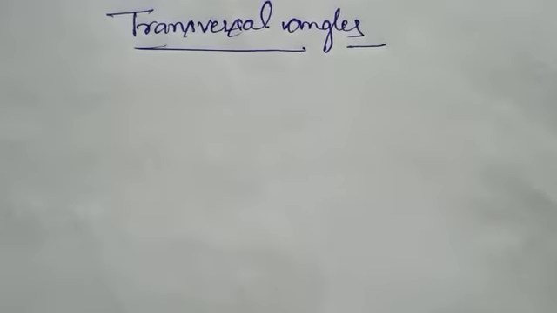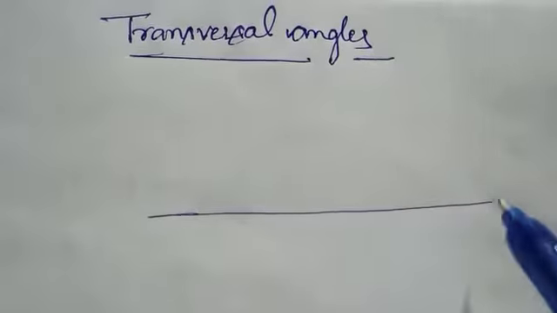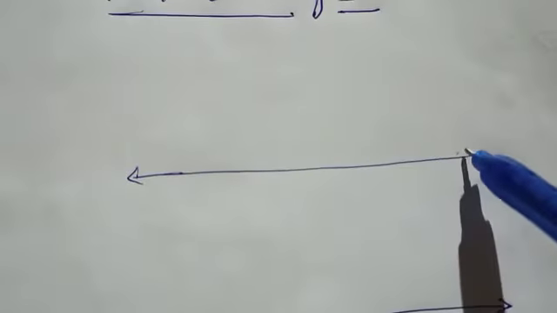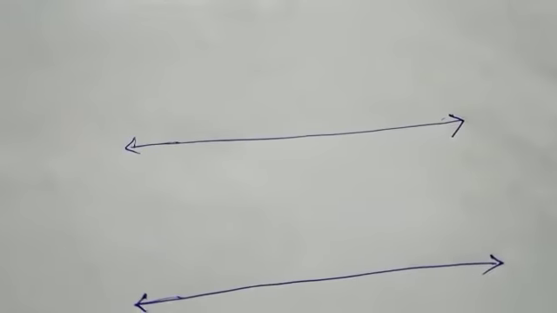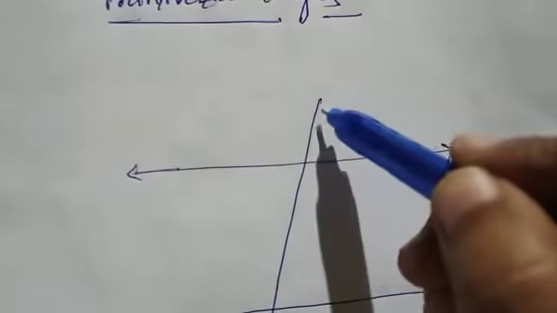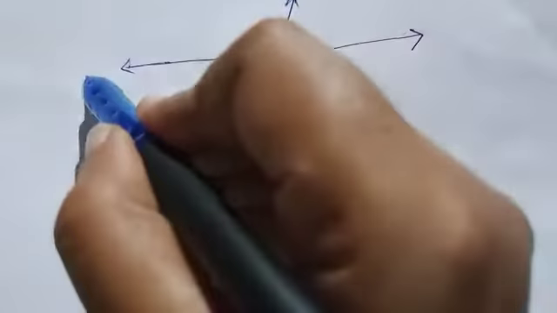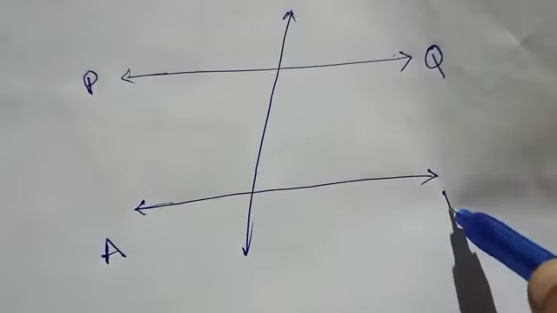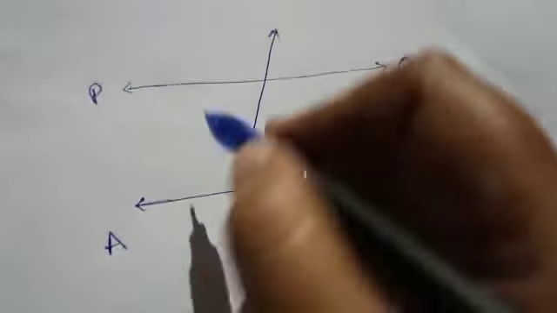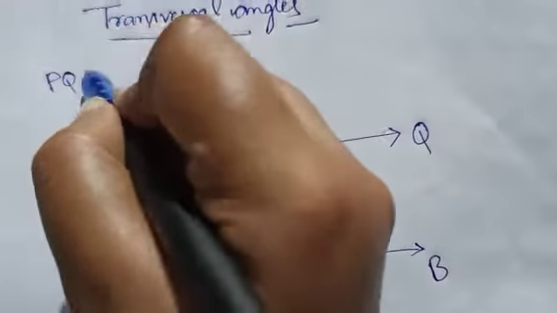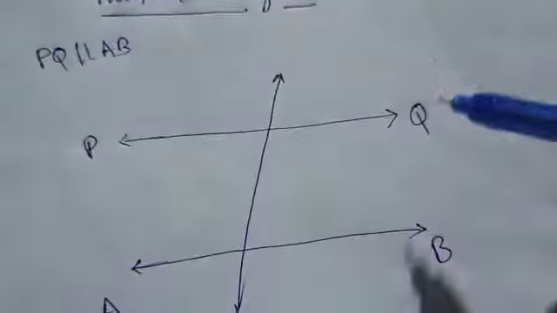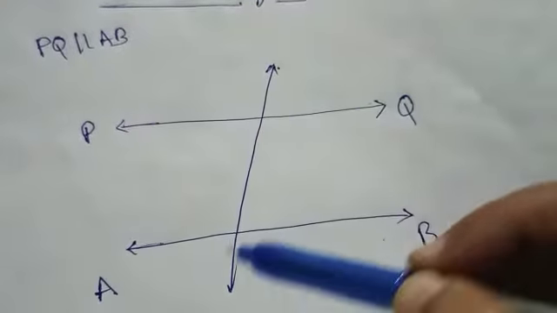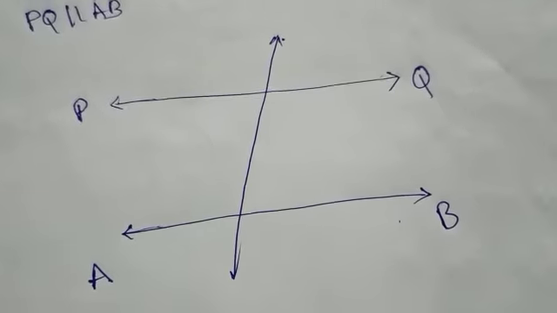Let's discuss transversal angles. Two parallel lines cut by a transversal. See here, this line is PQ and this line is AB. These two lines, PQ is parallel to AB. Here two lines are parallel. One transversal line cuts two parallel lines.